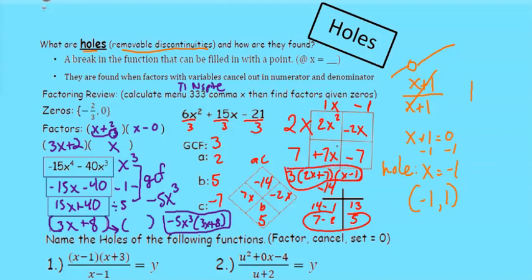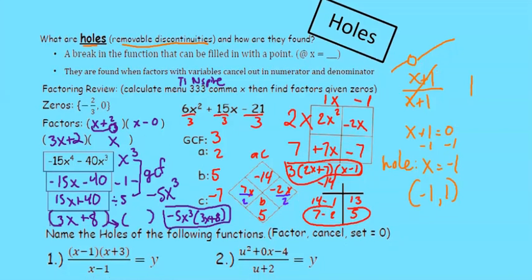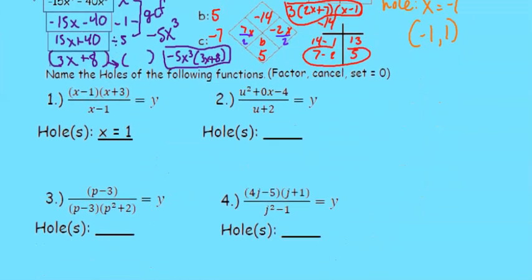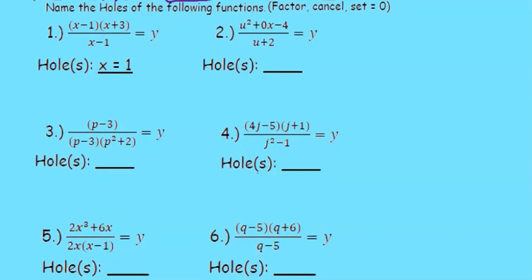So you could use the X box method, or you could use the slide and divide method. Remember, to do that, you would just divide these by A, which is 2, simplify, and then slide the denominators to the front. All right, let's do a couple of these. Name the holes of the following functions. You will factor them first and then set them equal to 0.